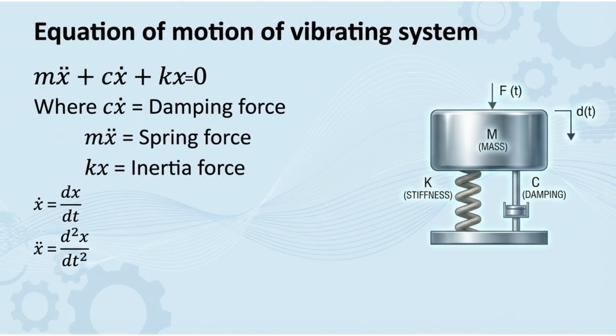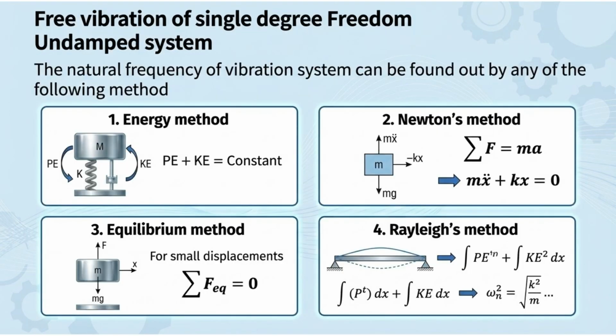The equation of motion for a vibrating system, m x double dot plus c x dot plus k x equals 0, is a fundamental expression where the terms represent inertia force, damping force, and spring force, respectively. The natural frequency of an undamped single degree of freedom system can be found using several methods: the energy method, Newton's method, the equilibrium method, and Rayleigh's method.